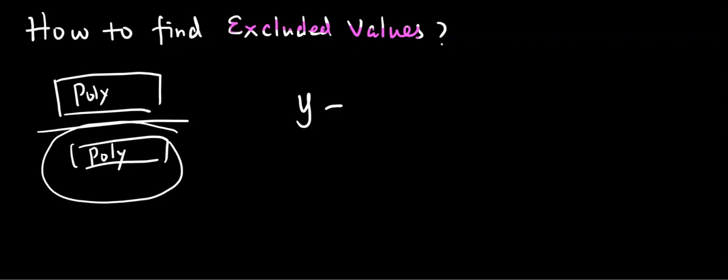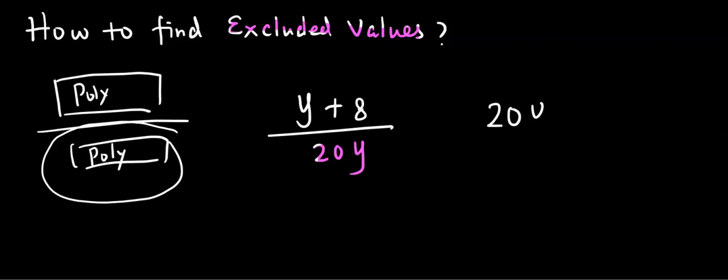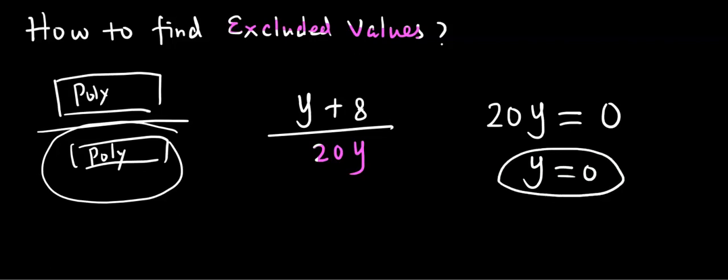We have y plus 8 over, let's say, 20y. Remember, when the denominator is 0, this rational expression is undefined. Therefore, we set the denominator to 0. Dividing by 20 on each side, y is 0. This is our excluded value.